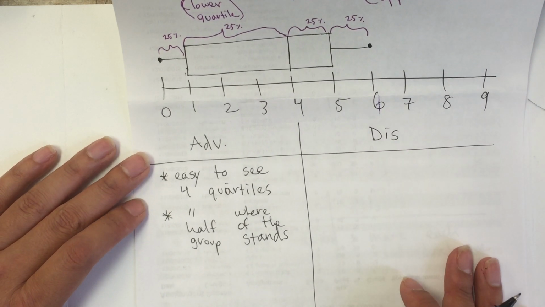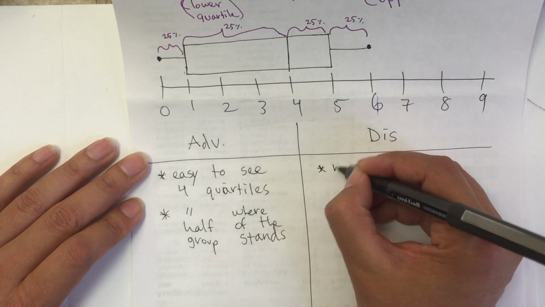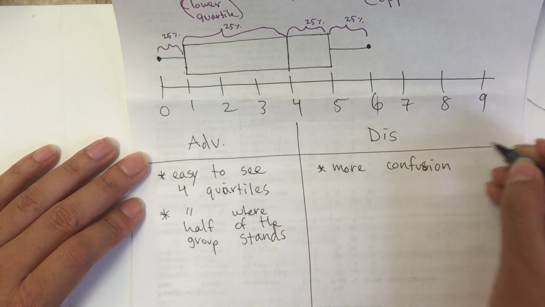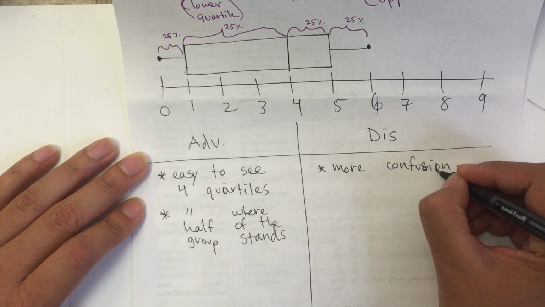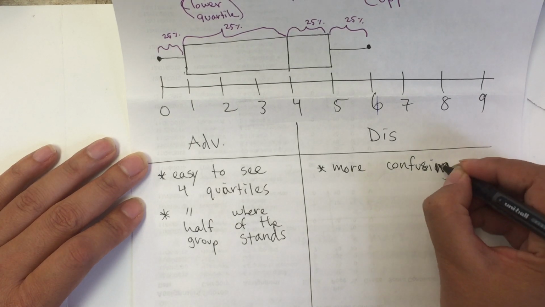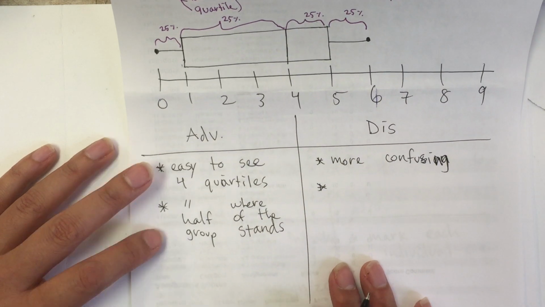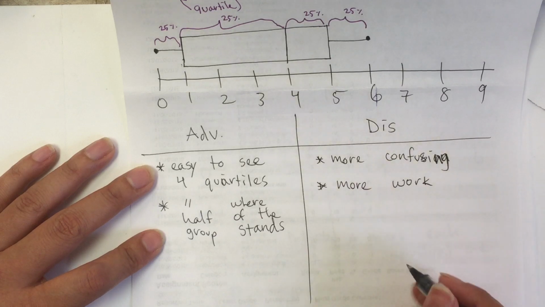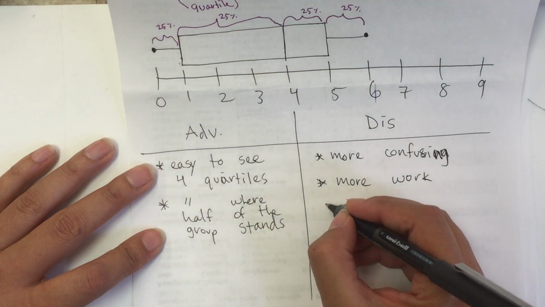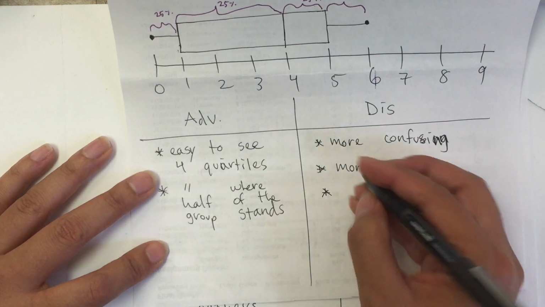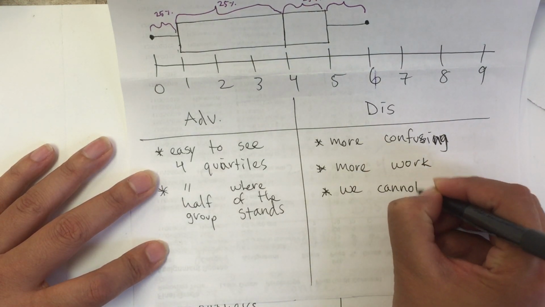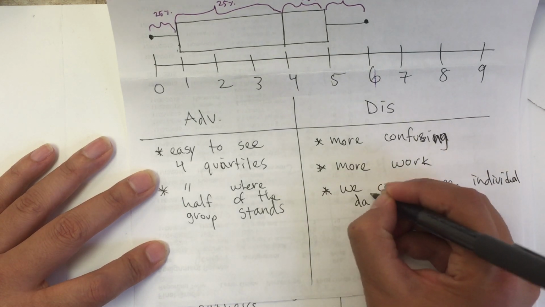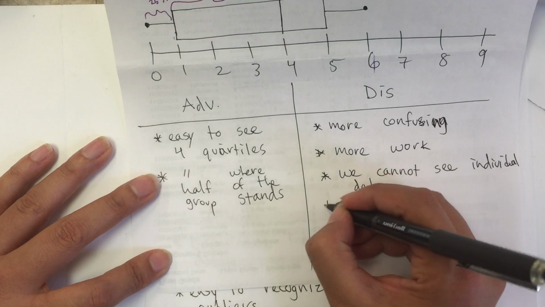The disadvantages is that for some people it can be a little bit more confusing. Only for 1 or 2 people. Sorry about that, I can't talk and write at the same time. Some people say it is more work, because it has a lot of procedure to find each part. We cannot see individual data, and we cannot see outliers.